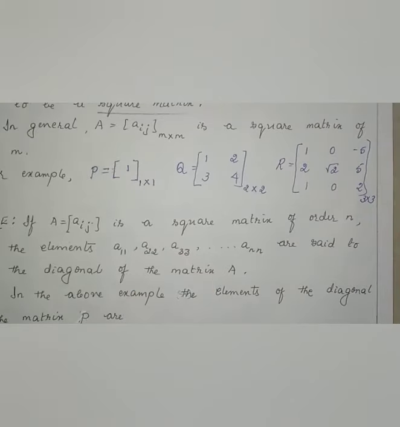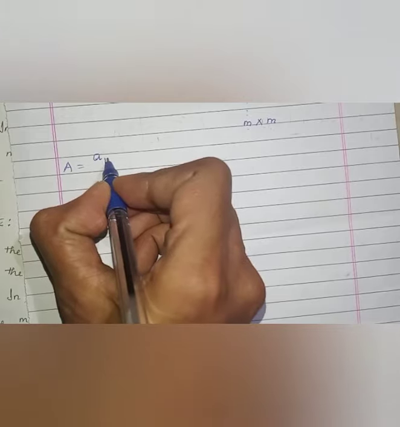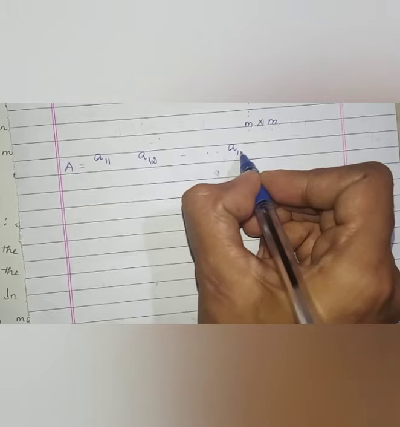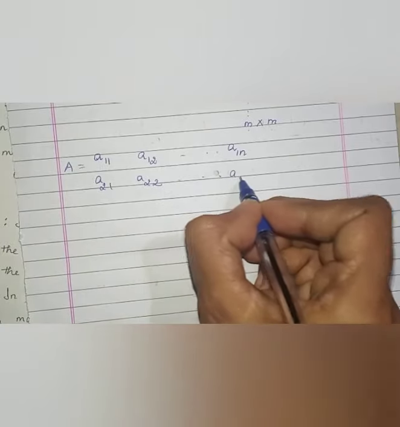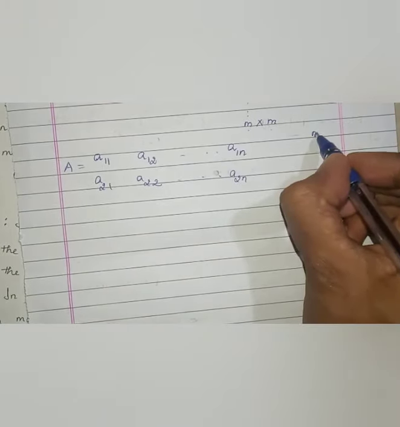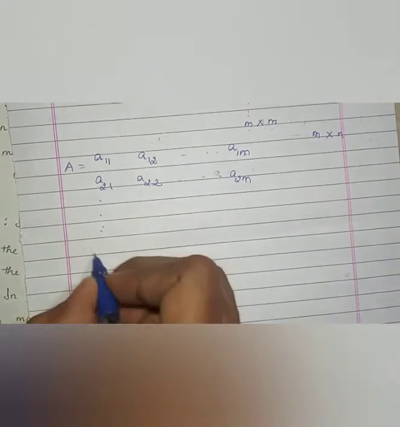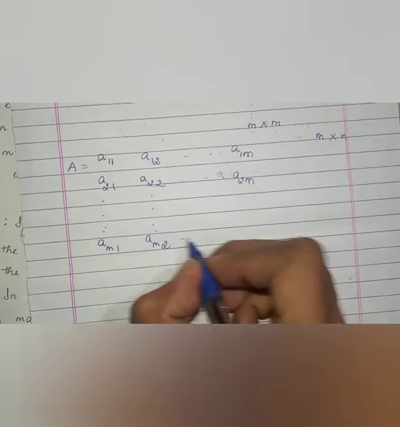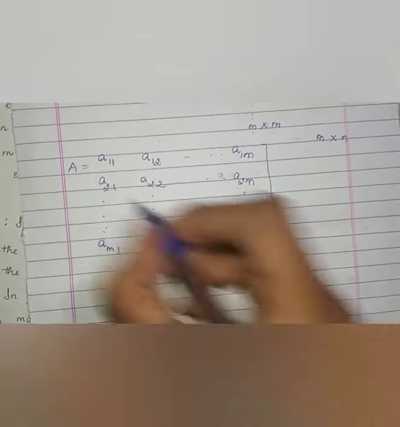Next, in this square matrix, I'll write the general matrix here. A matrix A, the general matrix, we know how to write: a11, a12, etc., a1n, a21, a22, etc., a2n. If I write the m by n matrix, this becomes m here. Is it okay? This continues: am1, am2, etc., amm. That is the last element.